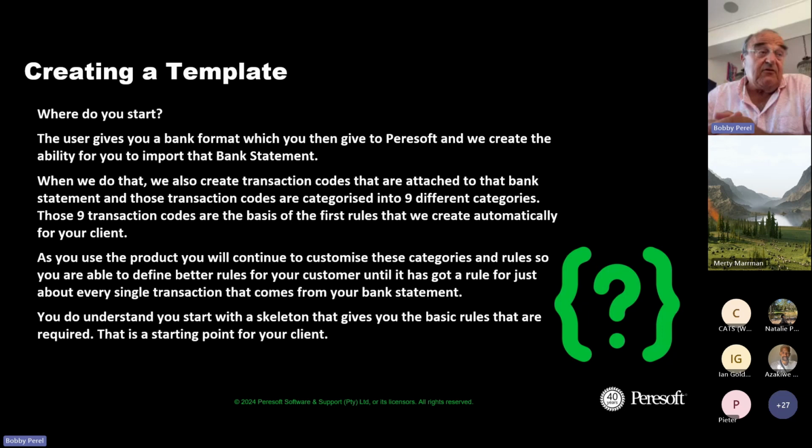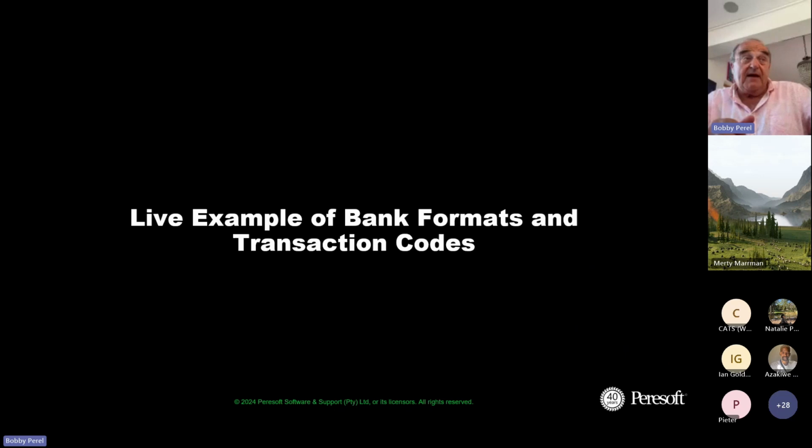You do understand you start with a skeleton that gives you the basic rules that are required, and that is the starting point for your client. So I like this because the client doesn't have to do anything at this point. Boom, create your template, and we have already got a skeleton for you with the rules created. Okay, the transaction codes we get, by the way, from the bank.